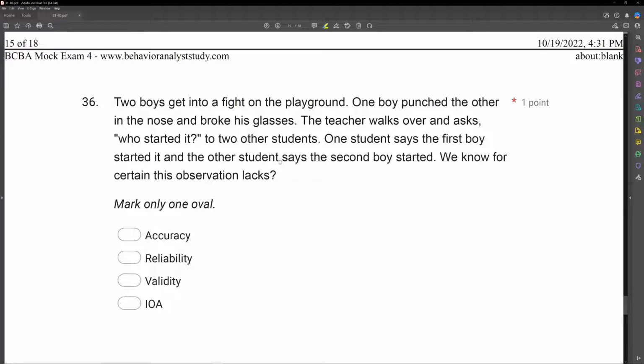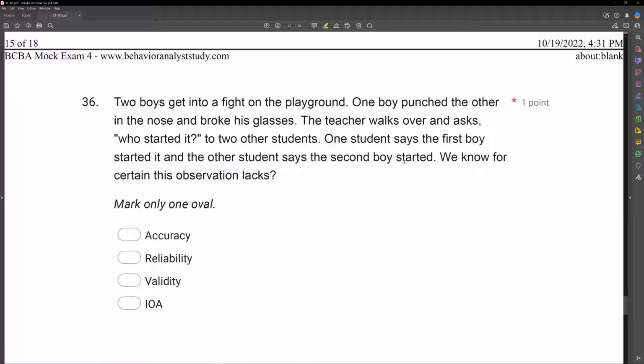Accuracy, reliability, validity, inter-observer agreement. Accuracy says we're measuring the true value. Reliability says we can measure it over and over again. Validity says we're measuring the right thing. And IOA says more than one observer gets the same reporting.